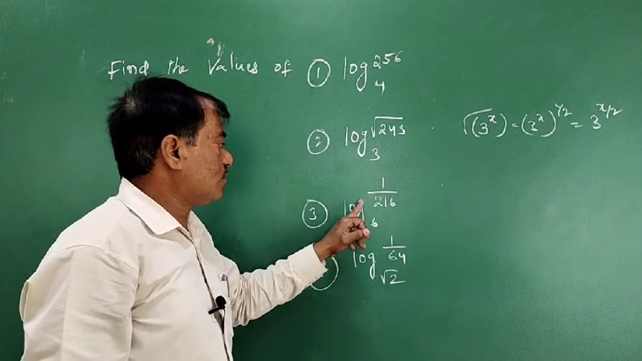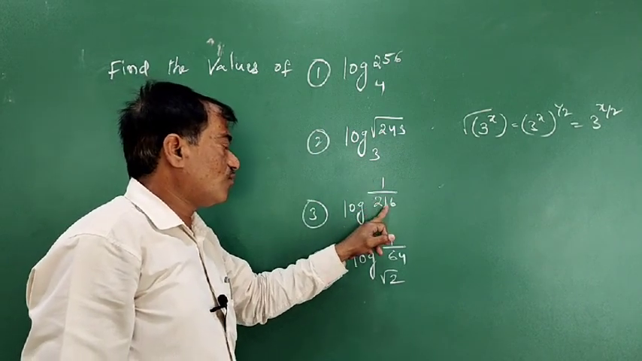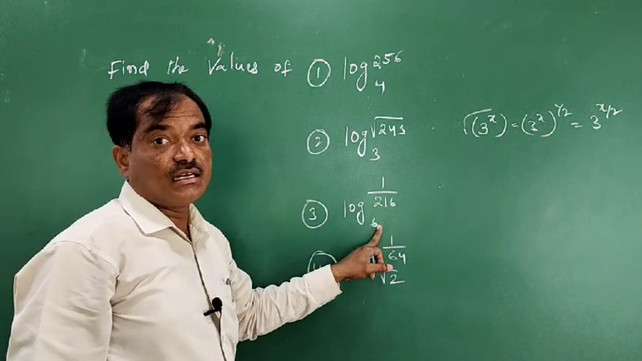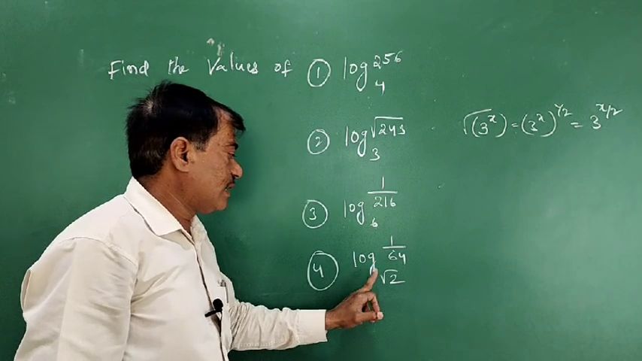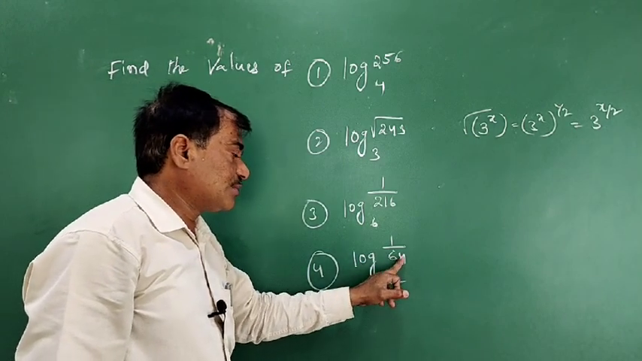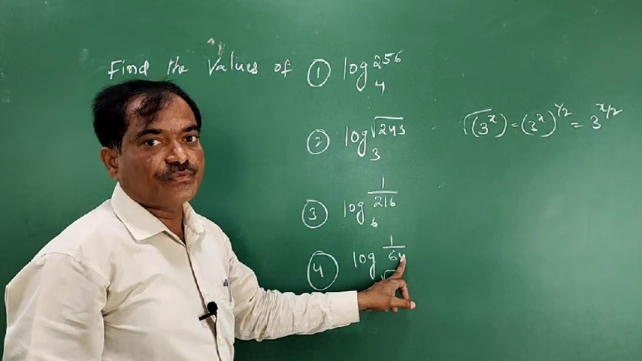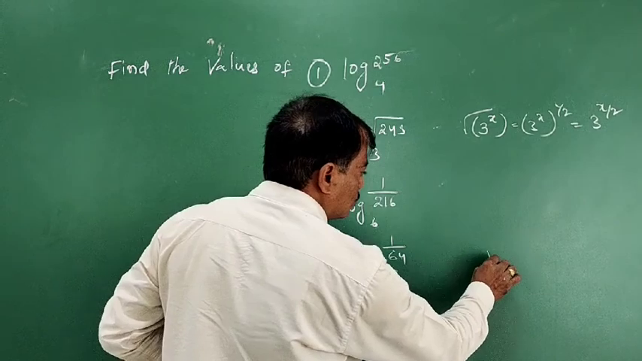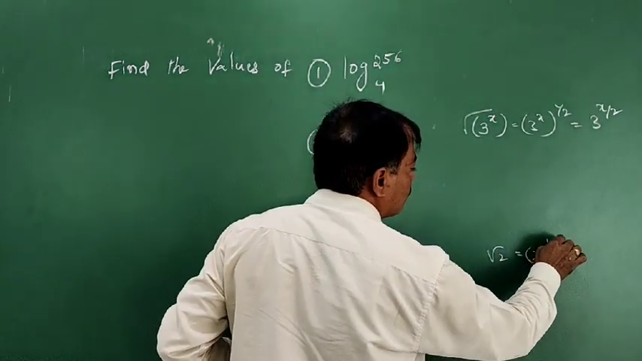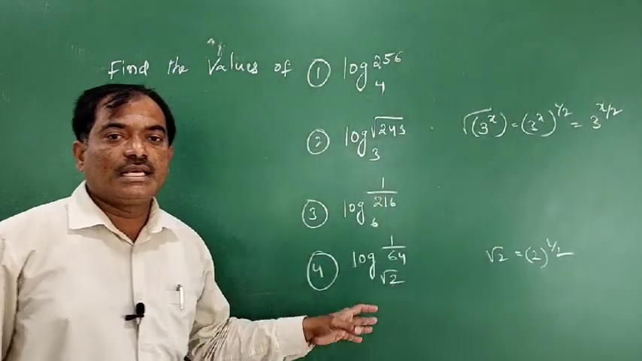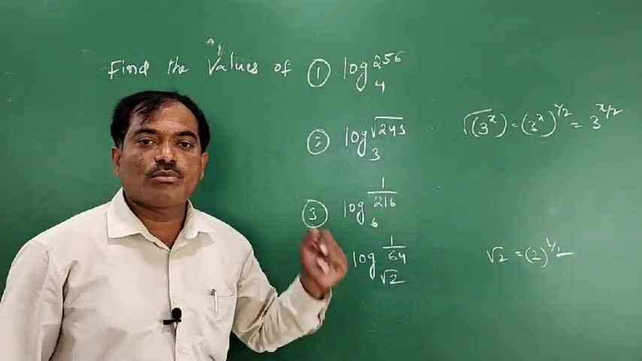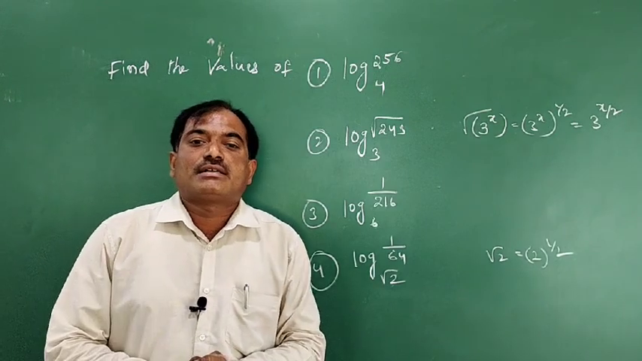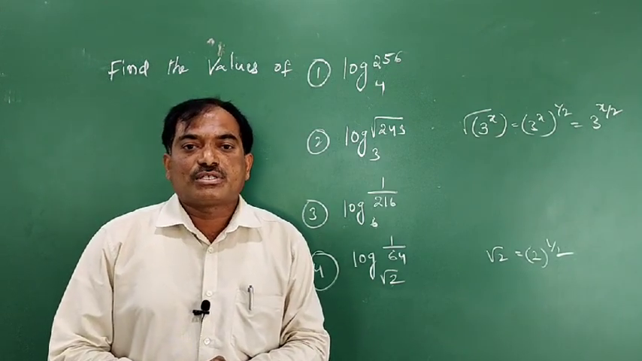Next, log 2 by 216 to the base 6. This 216 can be expressed as powers of 6. And finally, this 64 can be expressed as powers of 2, and root 2 means 2 to the power of 1 by 2. So these are some hints for the given problems. Now students, this is today's class. In the next class we shall discuss some more problems based on the properties of logarithms.